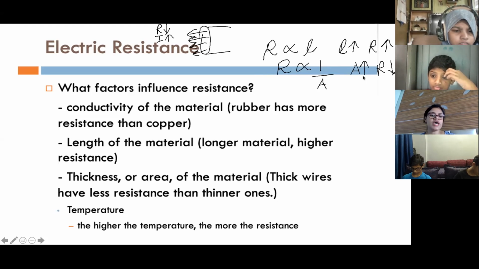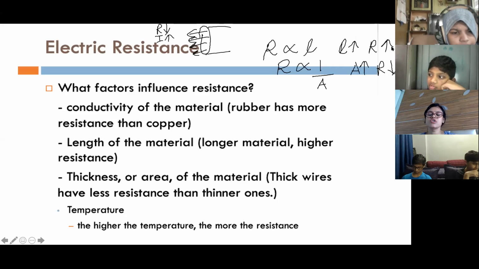So this is called inversely proportional. When I write an arrow going upwards, it means increase, and an arrow going downwards means decrease. So when length increases, resistance also increases. When area of cross section increases, resistance decreases.